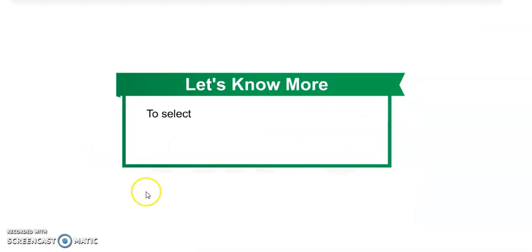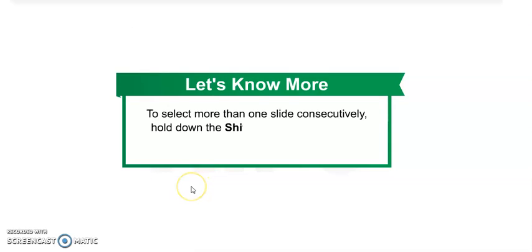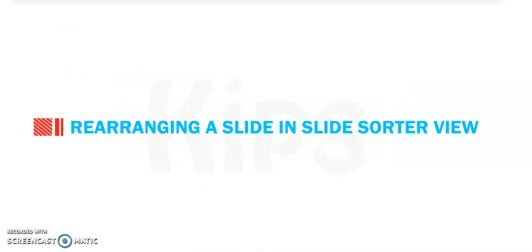Now there is another, let's move to select more than one slide. Hold down the shift key while you click on each slide. So with this you can select more than one slide. Okay, the next topic, rearranging the slide in slide sorter view, we'll do in the next class. So we have done page number 67, 68, 69 and 70.